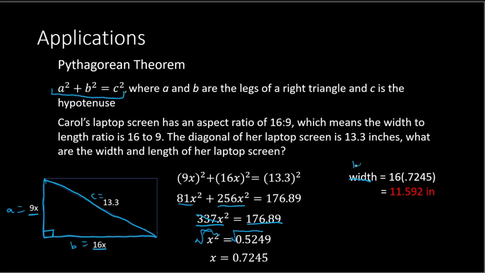Length equals 16 times 0.7245, which gives you 11.592 inches. And the width, when you do 9 times x, we get 6.52 inches. So the length and the width were switched by accident, but those would be the dimensions: 11.592 and 6.52 inches.